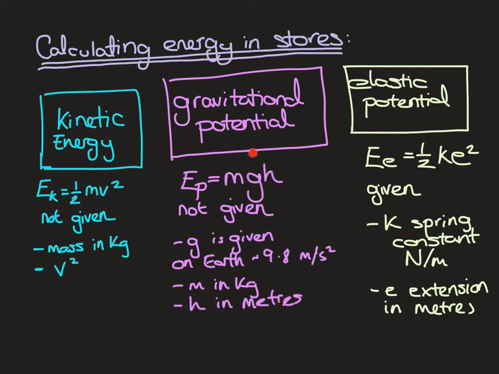If we're looking at calculating the gravitational store of energy, g will be given to you. It's not required that you remember that, but it's always good to remember that on Earth it's 9.8 meters per second squared. The mass needs to be in kilograms and the height needs to be in meters. And then finally, if we're calculating the elastic potential energy in a store, k is the spring constant measured in newtons per meter, and e is the extension or compression of the spring or object, and that is going to need to be in meters. Okay, so all of those points there just to bear in mind when you're using these equations.